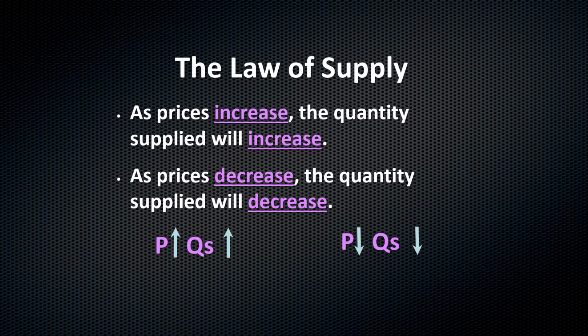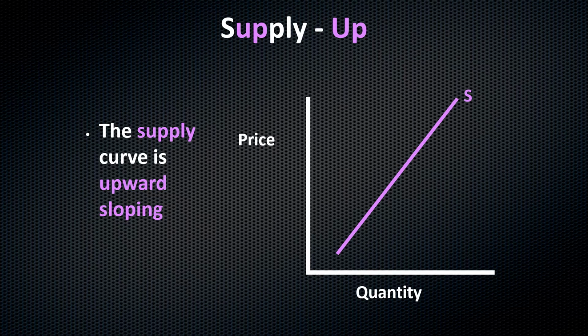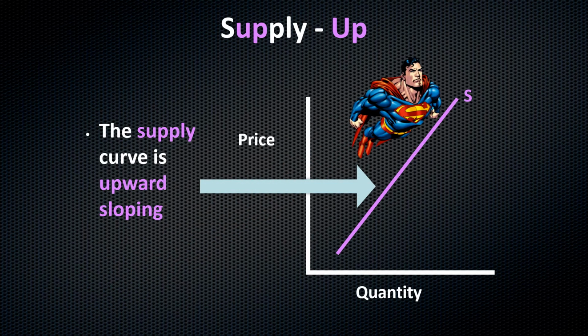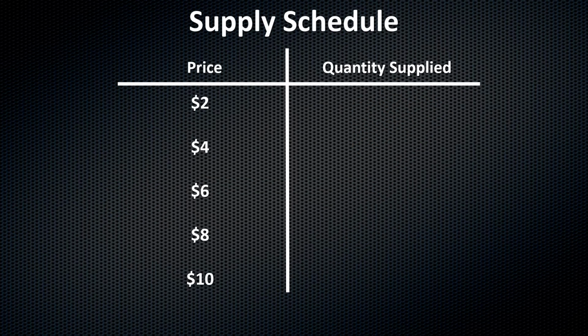Whoa. What in the world? I want you to think of supply up. Supply up. It slopes up. So here's my supply schedule: prices 2, 4, 6, 8, 10; quantities 1, 2, 3, 4, 5. As you see, the quantity supplied goes up as the price goes up.